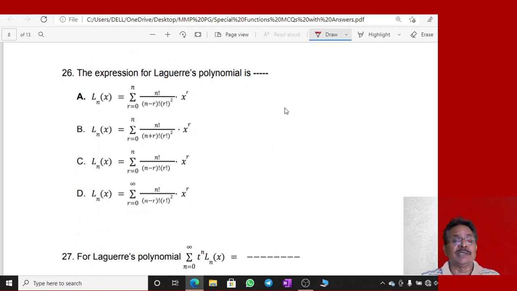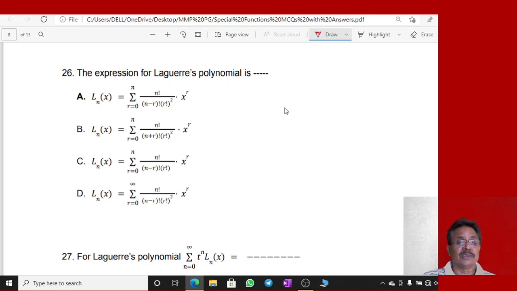So question number 26, as we have discussed here, solving this Lagrange equation by the Frobenius series solution method, we come across a series, and the form of the series given here in option A is Ln(x) = summation over r = 0 to n of n!/((n − r)! (r!)²) x^r. Now, minute changes I have made here. Instead of n minus r, I have made it n plus r. Otherwise everything is just the same.